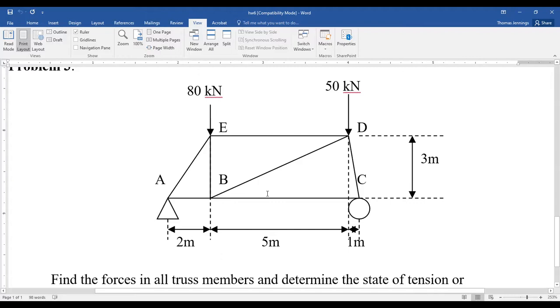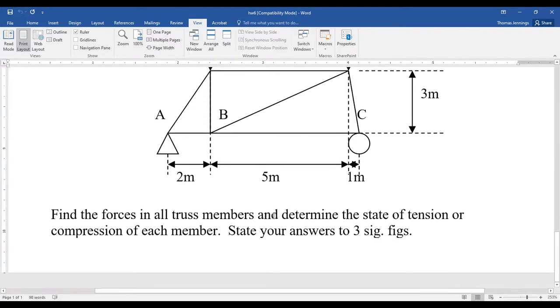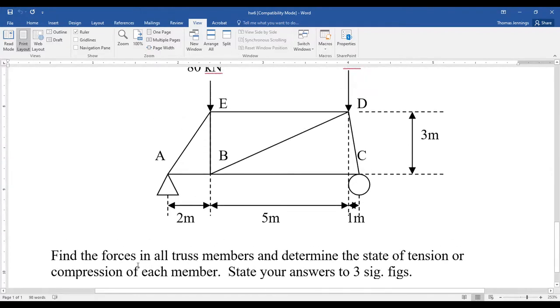So let's go ahead and set it up here. The goal of the problem: find the forces in all truss members, and determine the state of tension or compression of each. And we're looking for 3 sig figs in our final answer. So let's go ahead and run this down. I'll copy it over first here.